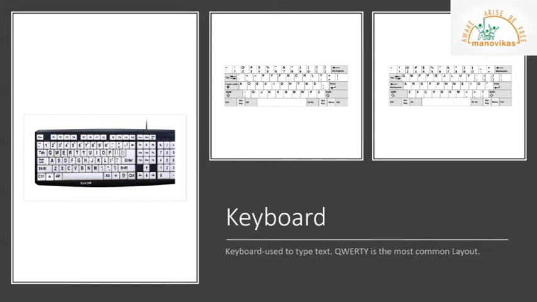Now you can see three different keyboard layouts on the screen. The most commonly used is the QWERTY layout, which is the first one. The second layout is the Dvorak keyboard, which was created in the 1930s, and this layout places the most commonly used letters in the home row. The third one is Colemak, which is a layout designed for efficient touch typing in English.